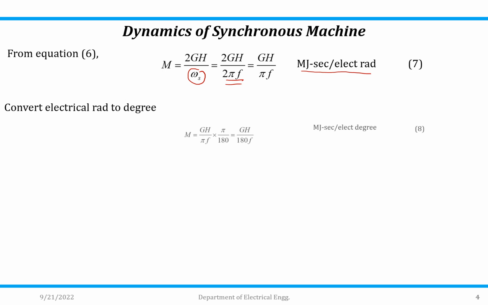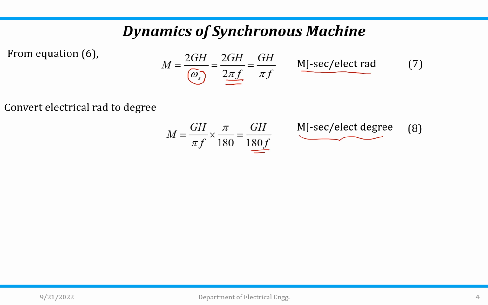Now we will convert electrical rad to degree. We know that we have to multiply by pi by 180. So pi will get cancelled and we will get M equals GH upon 180 F. Consider this unit as megajoule second per electrical degree.